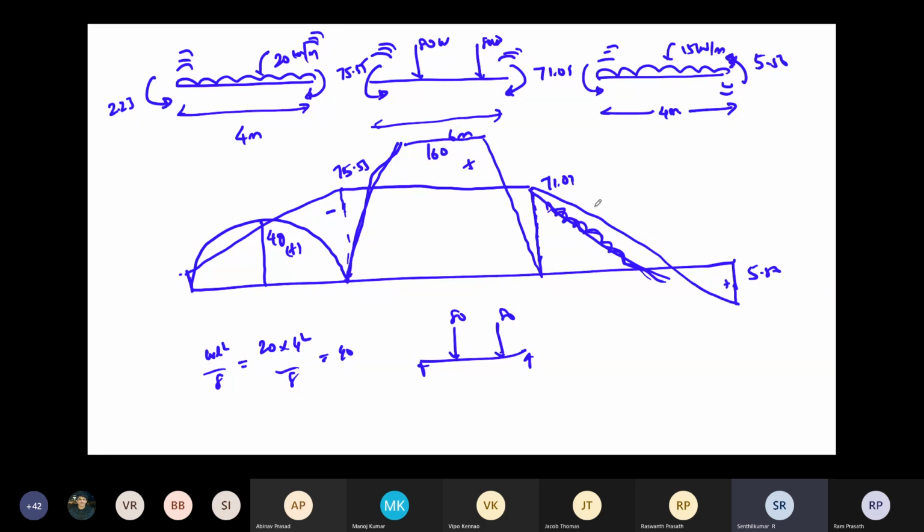This is 160. Then again, this is W square by 8, 15 into 4 square by 8. You will get 30. So positive. The maximum ordinate will be 30. So when you want to combine positive and negative, you will get the original bending moment value, the exact bending moment value. That you can calculate slowly.